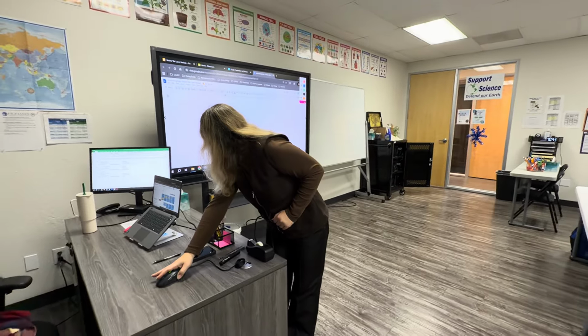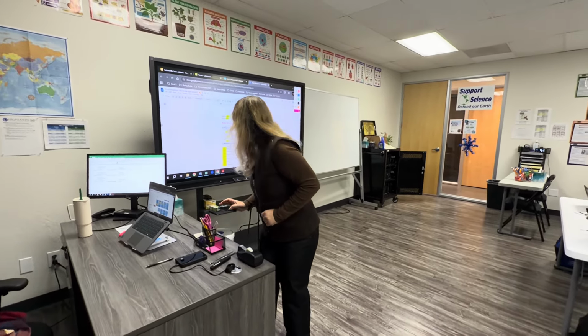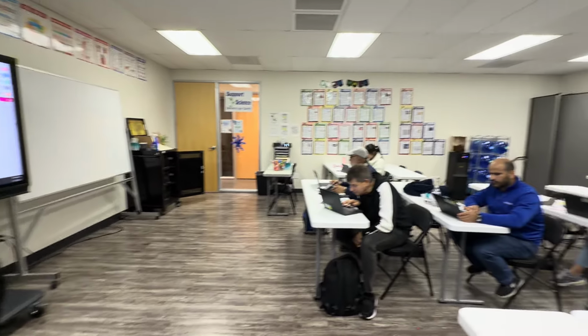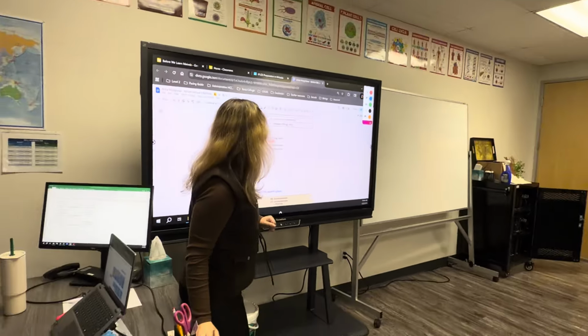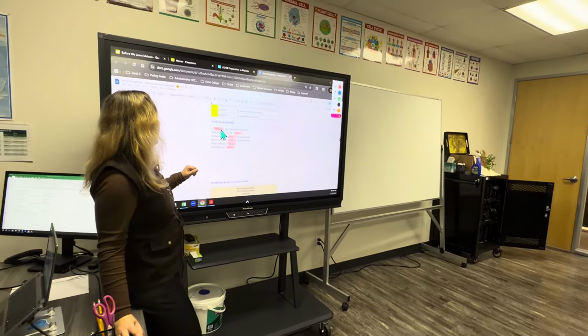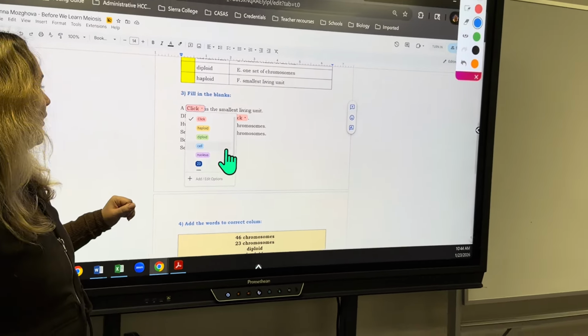Zhenya, could you read for us? Fill in the blanks. A cell is the smallest living unit. Fill in the blanks. So you will need to click here and pick the correct answer from the list. A cell is the smallest. I agree with you. Good job, Evgenia.